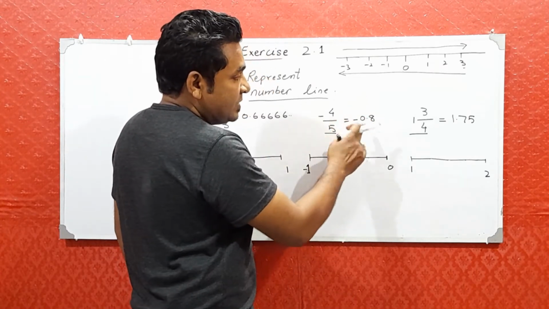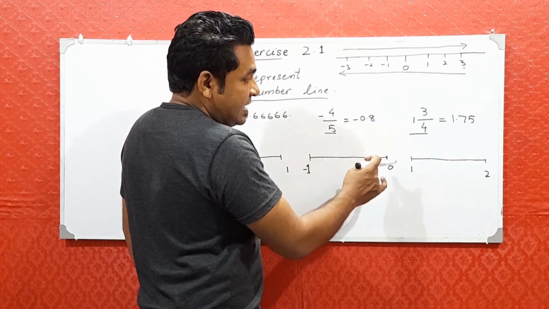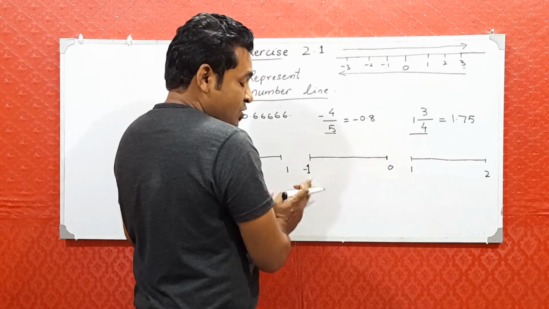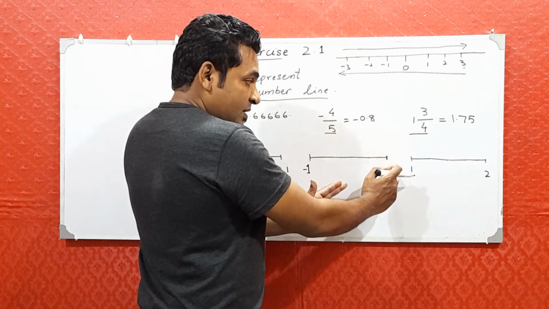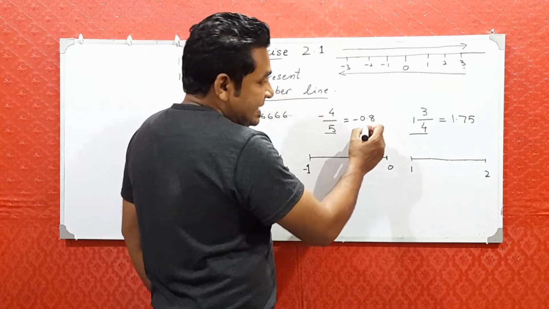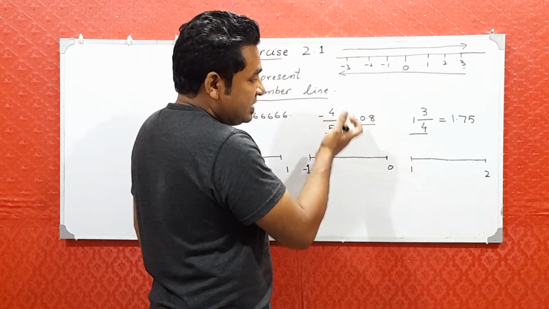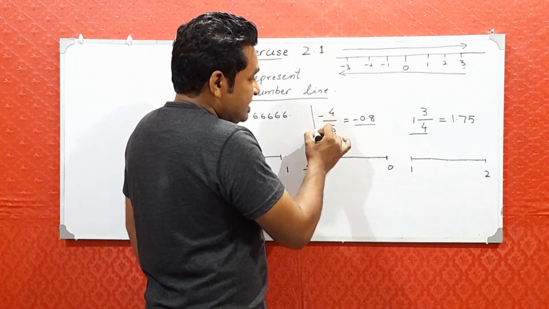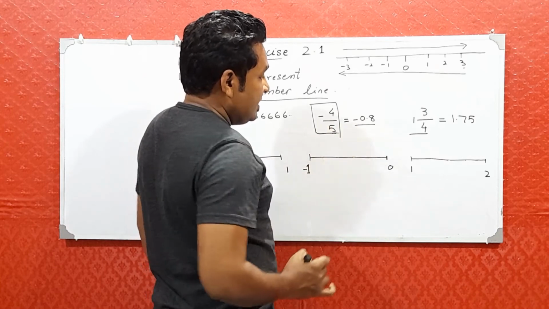When I convert it into decimal, this is equal to negative 0.8. Now you know we have to move from 0 towards -1, not from -1 towards 0, because it is a negative number. There are two ways, because it is not recurring, to show this number on the number line. If you use this fraction, this is the method which is given in your book.